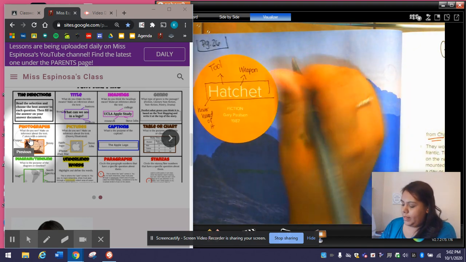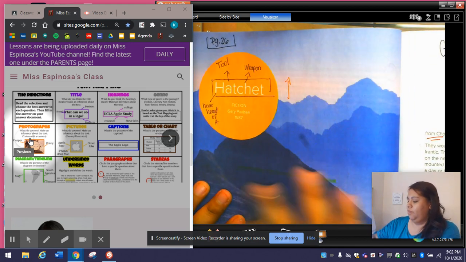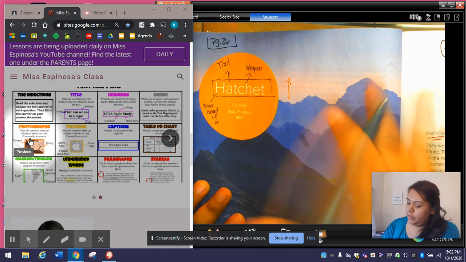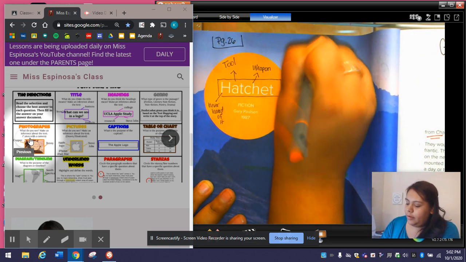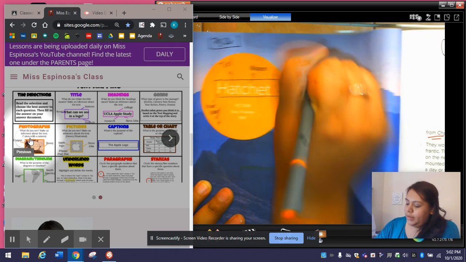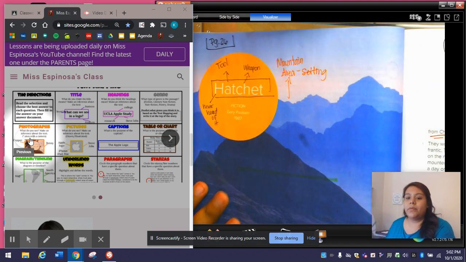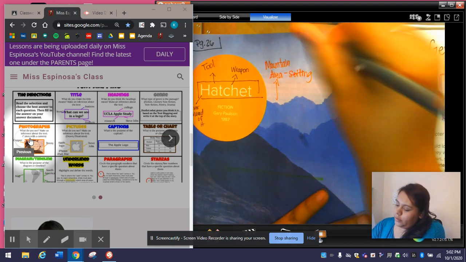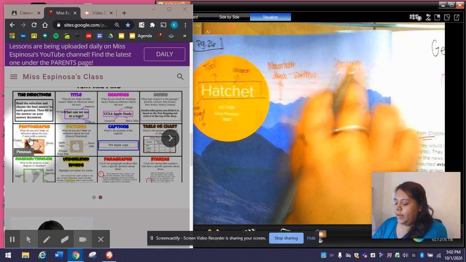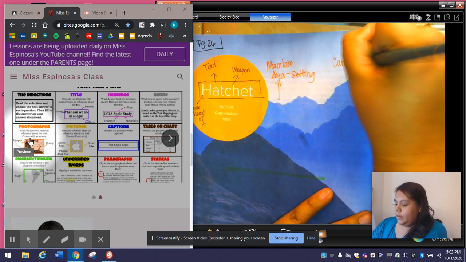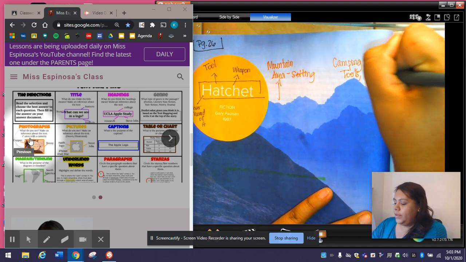Well, maybe this is taking place in a very scary terrain. Okay, so mountain is our setting or mountain area. It's the setting. I'm making inferences. Maybe somebody was going camping. Oh, and then I can even connect it back to here. They're gonna come up with tools. They're gonna maybe need a weapon in this story.